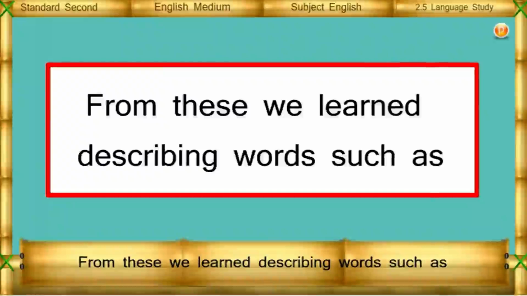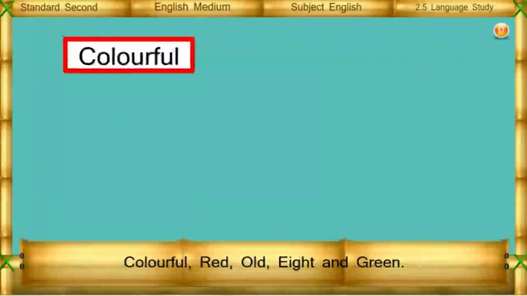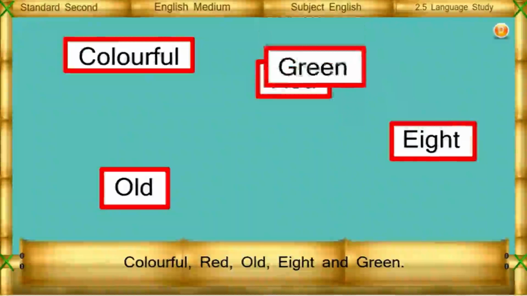From these, we learned describing words such as colorful, red, old, 8, and green.